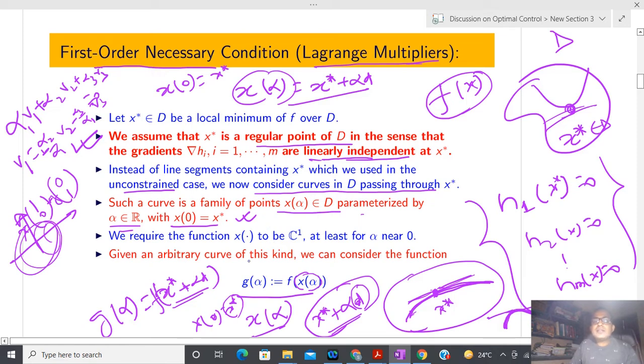After that, what I am going to assume is that x(alpha) is continuously differentiable, at least for alpha near 0. I know that f, whatever function I have taken, is continuously differentiable. Now you can see that I have to construct x(alpha) which passes through the minima, so the family of curves that pass through the minima should also be continuously differentiable. So I am not free to choose any kind of curve.